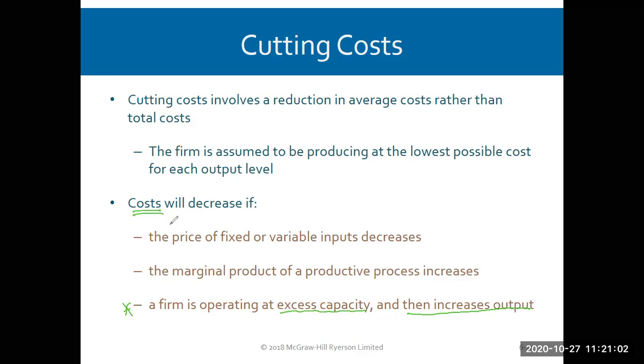Just think of this though, keep it in mind. The firm is operating with excess capacity. You have to put in your mind right now, where is capacity? Where's economic capacity? That's the minimum average total cost. So they're operating at excess capacity. That means they're operating with excess capacity remaining, and then they increase output. Let's take a little picture of what might happen in that scenario.